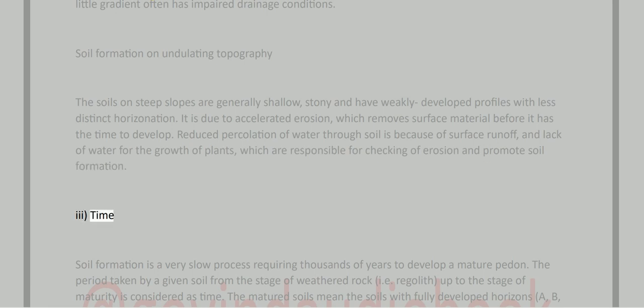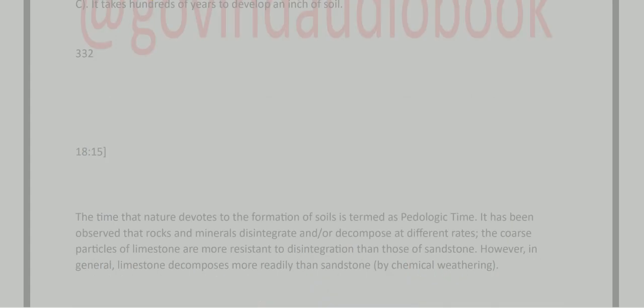3. Time. Soil formation is a very slow process requiring thousands of years to develop a mature pedon. The period taken by a given soil from the stage of weathered rock, i.e. regolith, up to the stage of maturity is considered as time. The matured soils mean the soils with fully developed horizons A, B, C. It takes hundreds of years to develop an inch of soil.